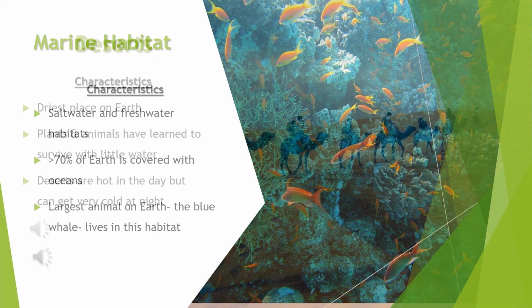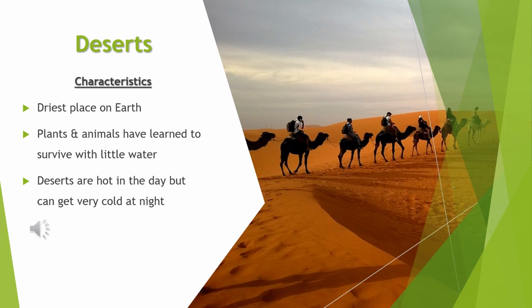Now we're switching from the wettest place on Earth to the driest place on Earth, the desert. There are many deserts that surround the world, and not all of them are just sand. A desert is a habitat where there is little precipitation, and plants and animals have to learn how to survive with little water. Cacti are one of the most common plants found in deserts because they store water so well and can survive the hot temperatures.